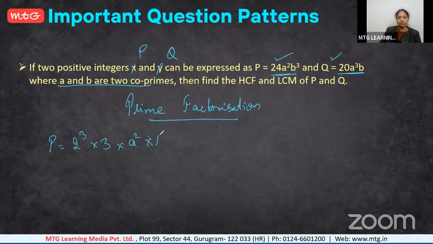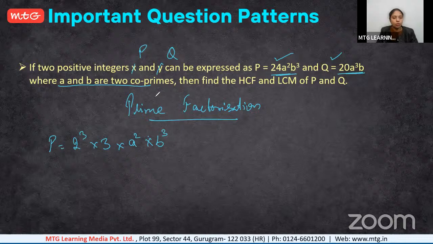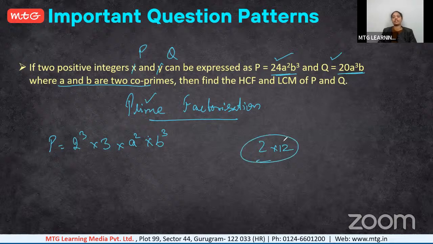Be careful, prime factorization involves only prime numbers. You can't make it as 2 into 12. This is not prime factorization, because 12 is not a prime number. You have to make it as a product of only primes. Then only you call it prime factorization.